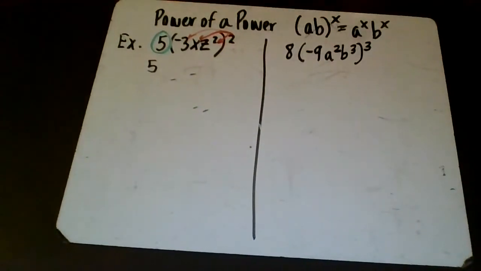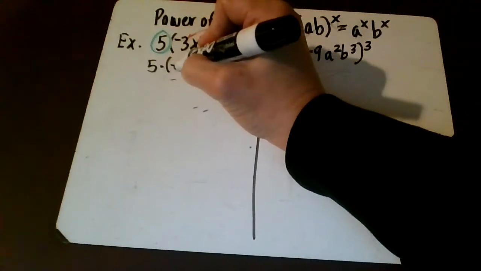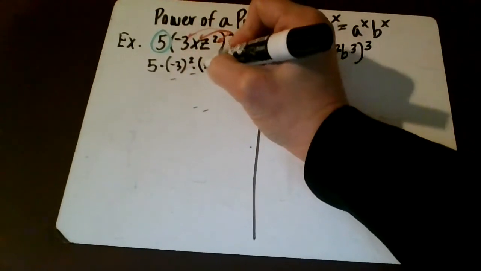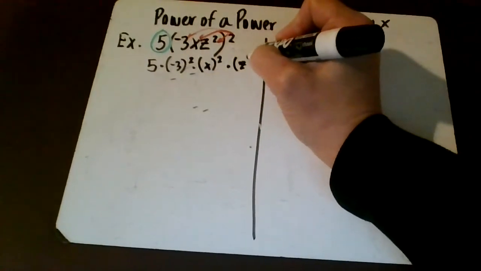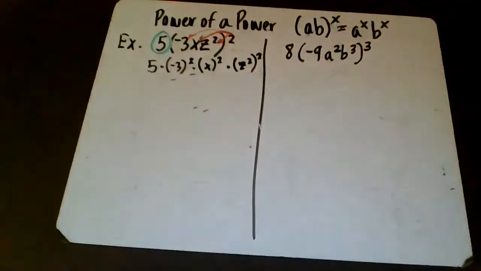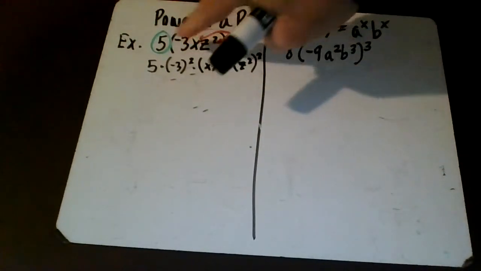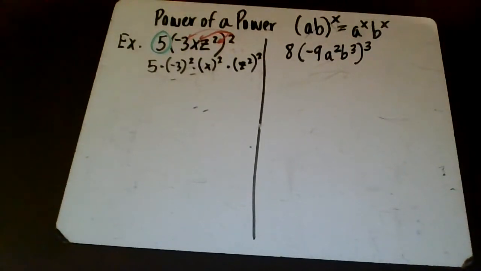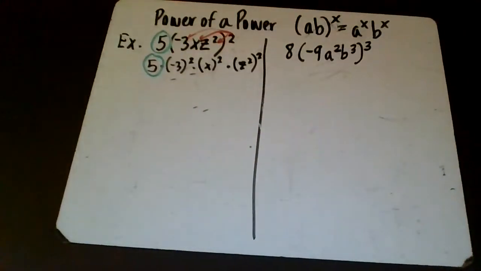So that is going to give you 5 times (-3)^2 times (x^2)^2 times (z^2)^2. So I distributed that to all of the things inside the parentheses. Again, I'm just going to leave the 5 alone. I'm going to circle it, and I'm just going to keep it green all the way down.